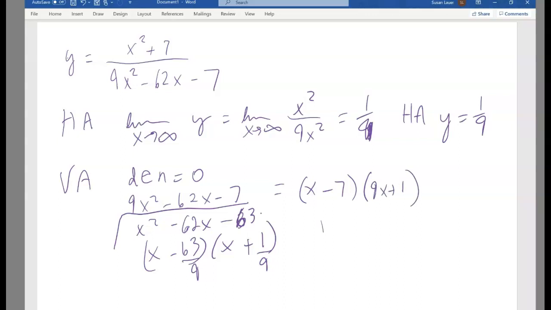So my vertical asymptotes are what makes this 0. So x is equal to 7. These are lines, so I need the vertical asymptote as an equation of a line, and it has an x or a y or both in it. And then x is equal to negative 1/9.